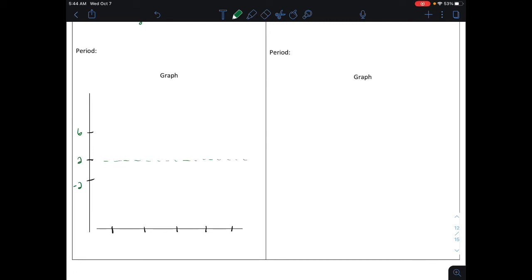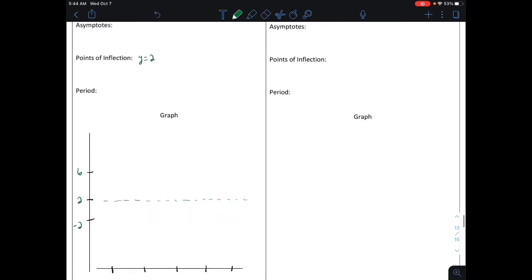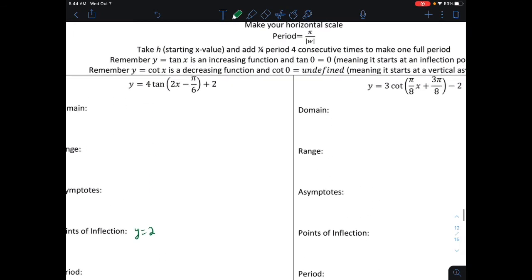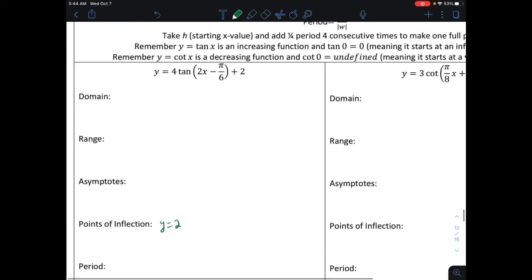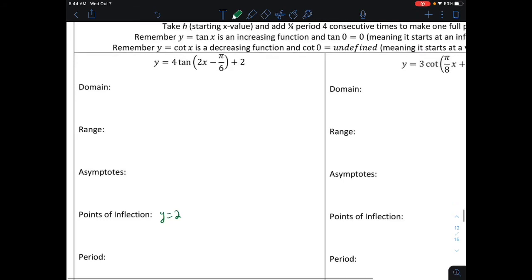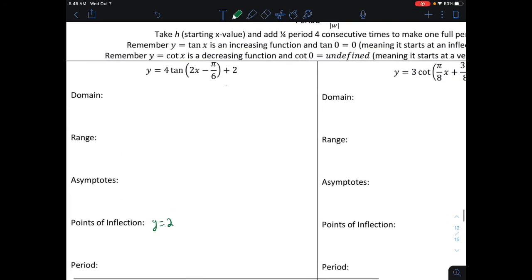Now that's not much, but that's helpful because I know that everywhere I'm supposed to have a point of inflection is going to go on that line. Now what we do from here is find our phase shift. So I'm going to set the inside equal to 0. And so I got 2x minus pi over 6 is equal to 0. I solve for x. That gives me pi over 12. That's the first number that goes on the x-axis.